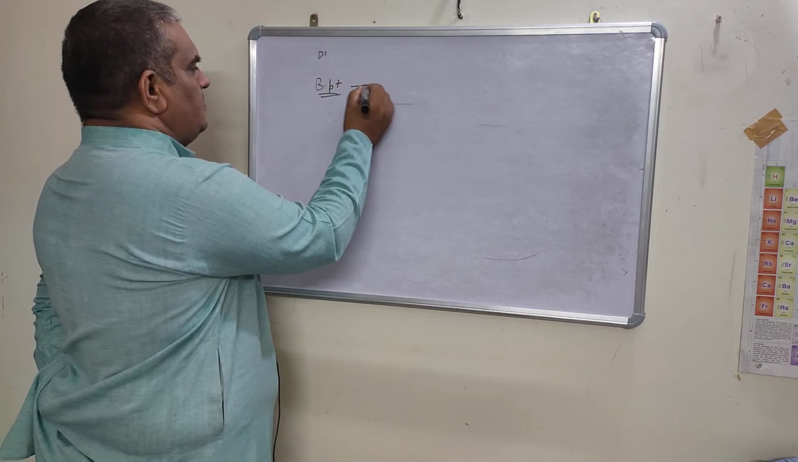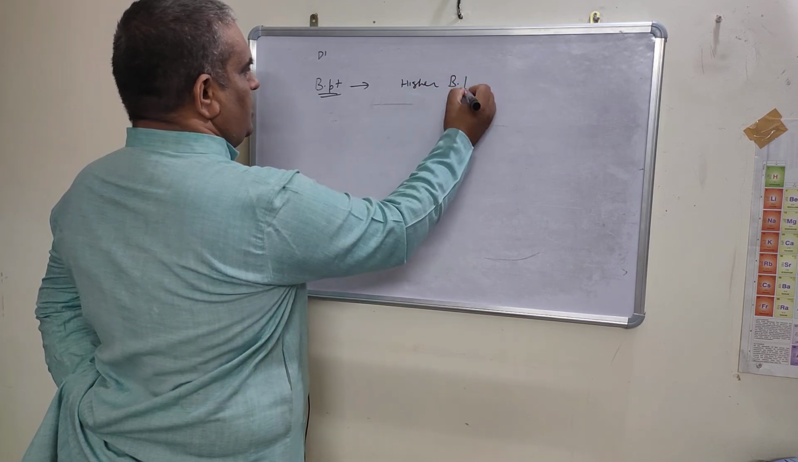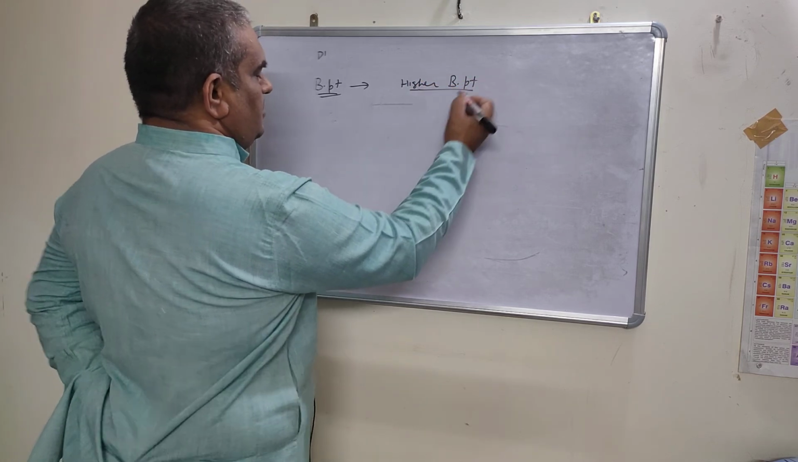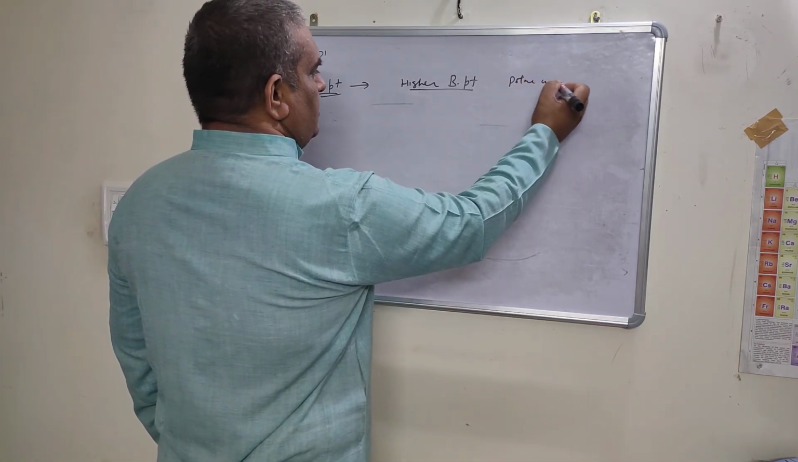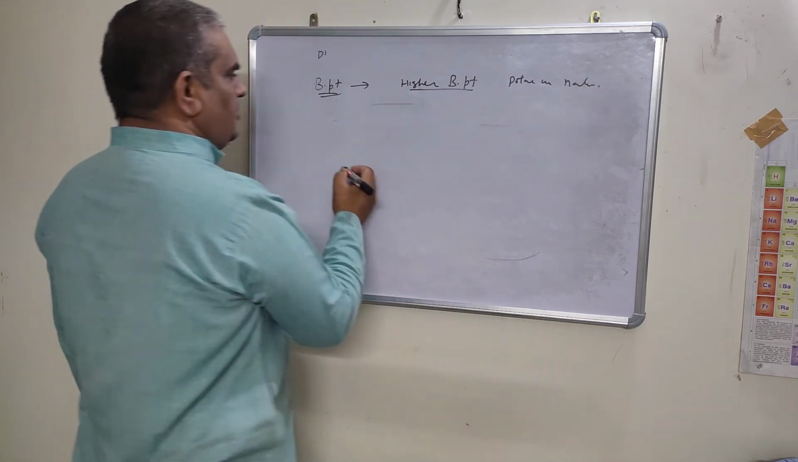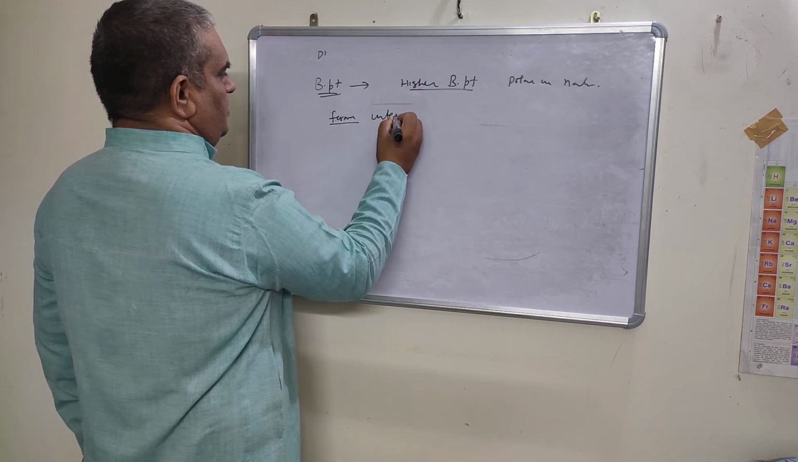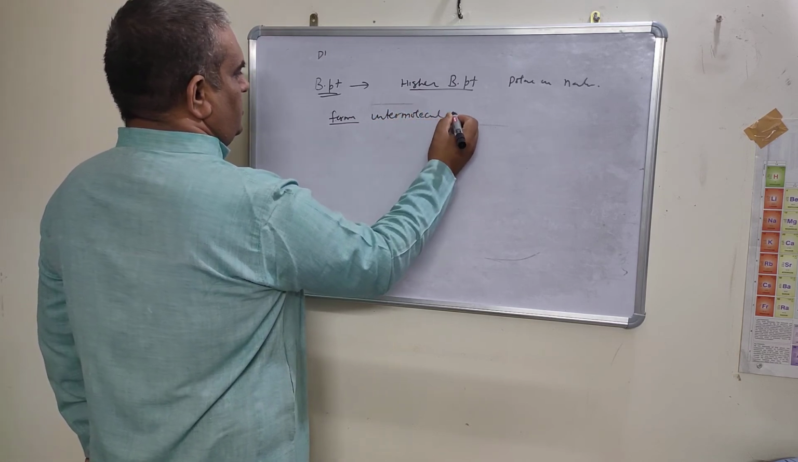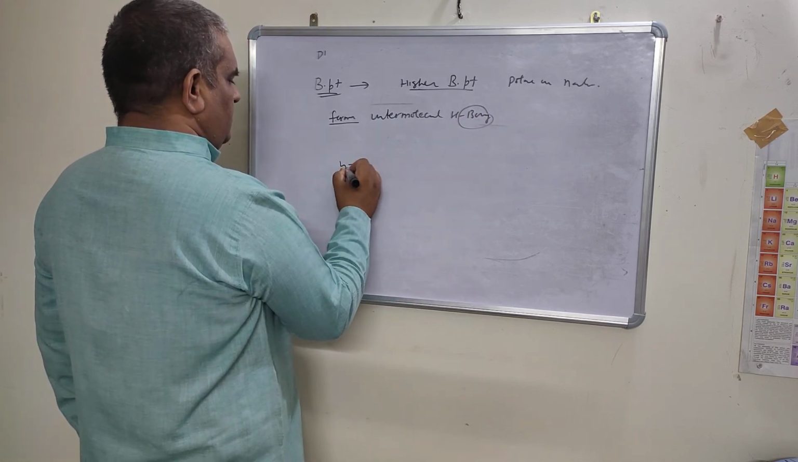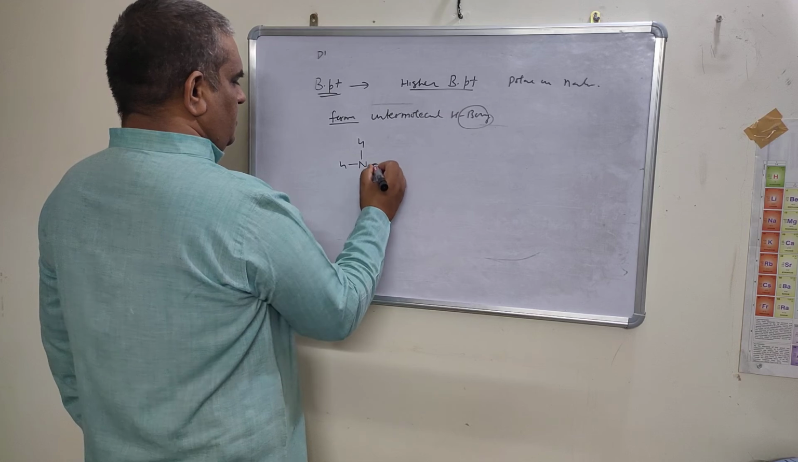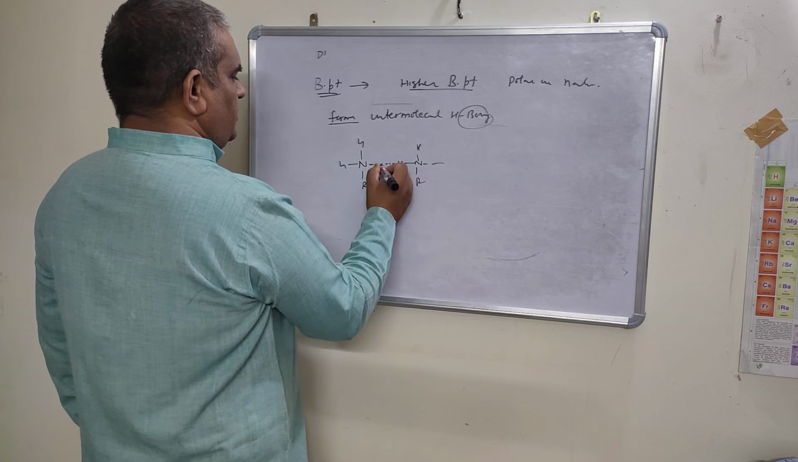Next is boiling point. The amines have higher boiling points than other compounds of comparable mass, because they are polar in nature and form intermolecular hydrogen bonding. This is the primary amine, and this is the hydrogen bond.